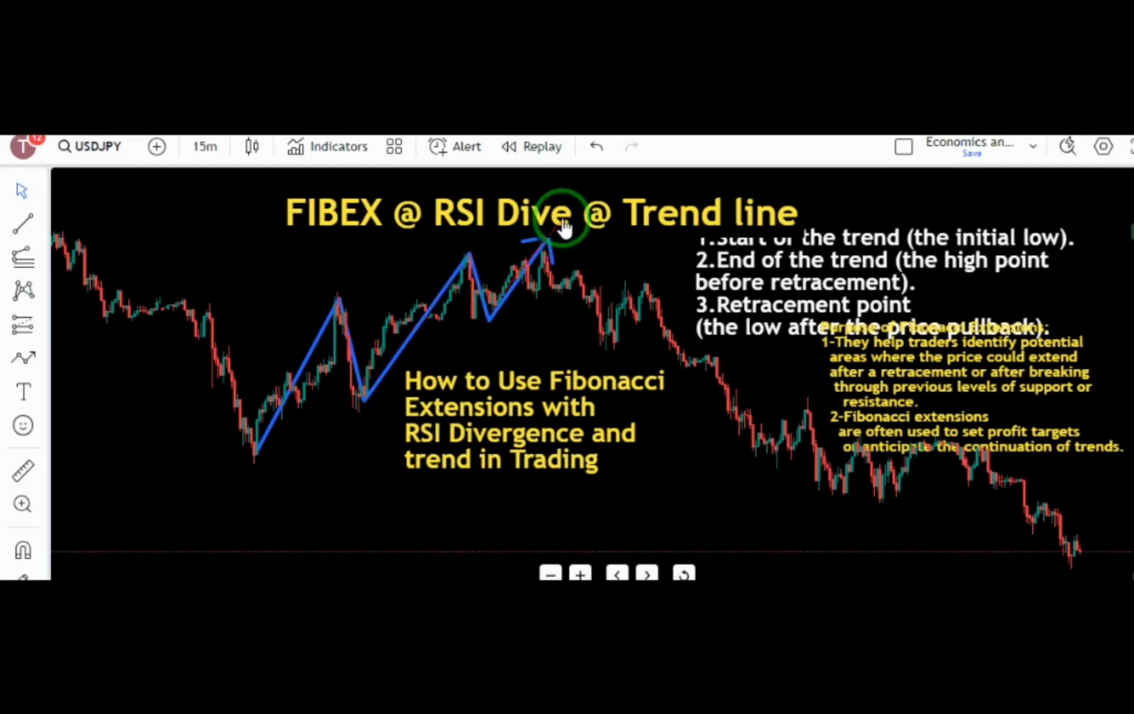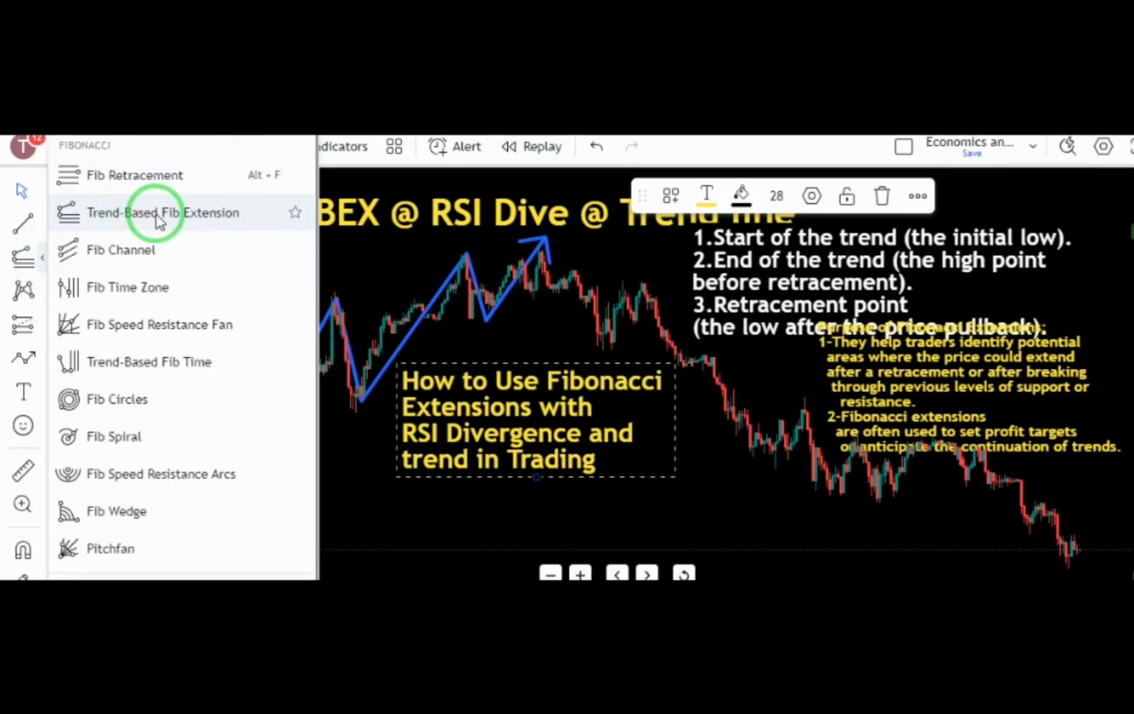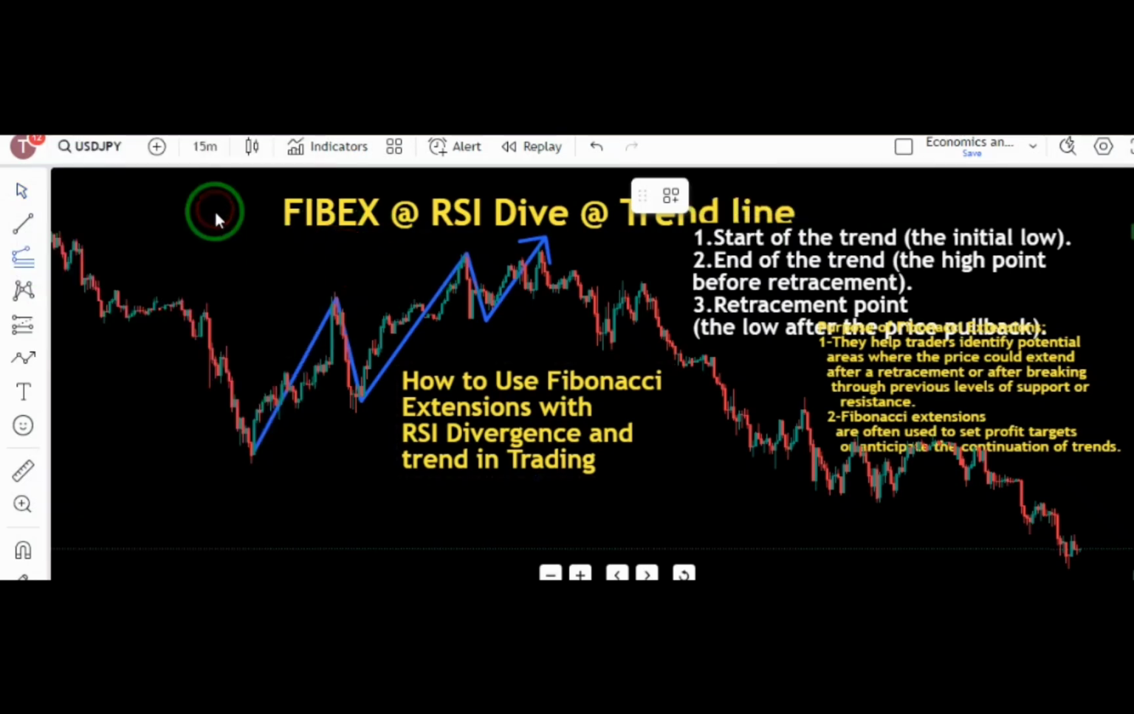Impulse, pullback, impulse. So the impulse starting point is here, and the impulse ending point is here. Then pullback. The impulse starting point is here for this trend, and the impulse ending point is here. Then pullback. Likewise, we can see how to select the Fibonacci extension. From here, the second one is the trend-based Fibonacci extension, so we want to select this one.